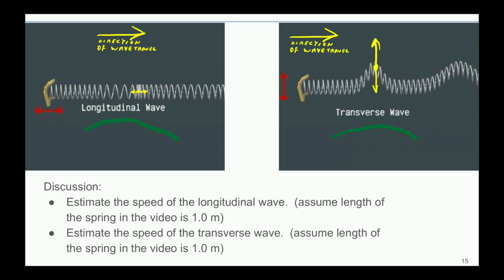So you can even estimate the speed of that wave if you just assume some length, which was not given in the video. It's how far it went divided by how much time it took, right? So classic definition of wave speed, it's like any other speed, change in position over change in time.